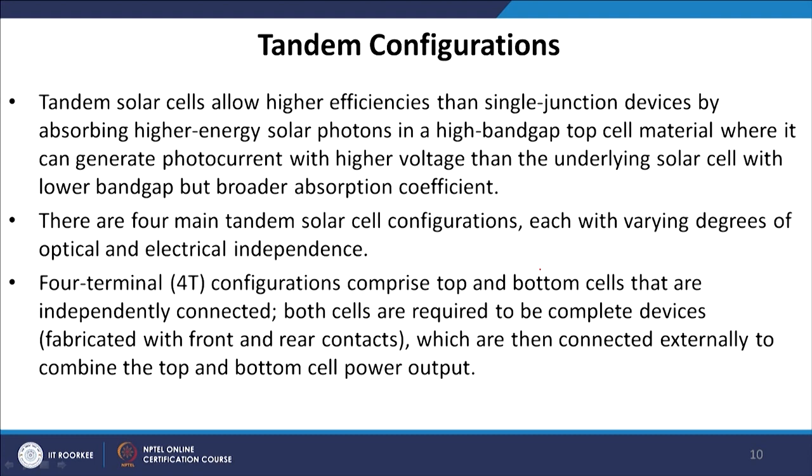So, usually the top solar cell is a high band gap material. What is the advantage of using a high band gap material? If I have a perovskite silicon tandem, then we know that perovskite has a higher band gap than the silicon. So, we will put the perovskite as a top layer. The advantage is that they can absorb the high energy solar photons. If the high energy solar photons are absorbed, then high photovoltage is also generated, right.